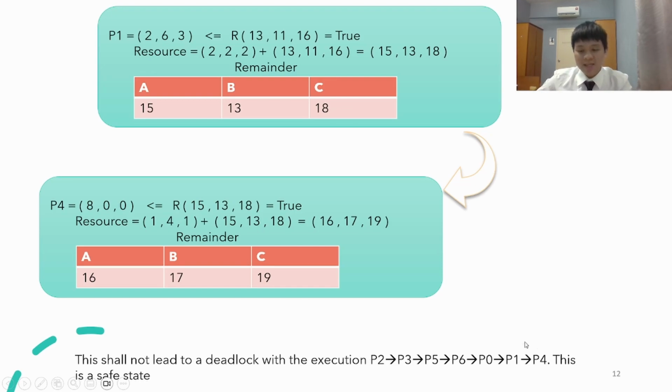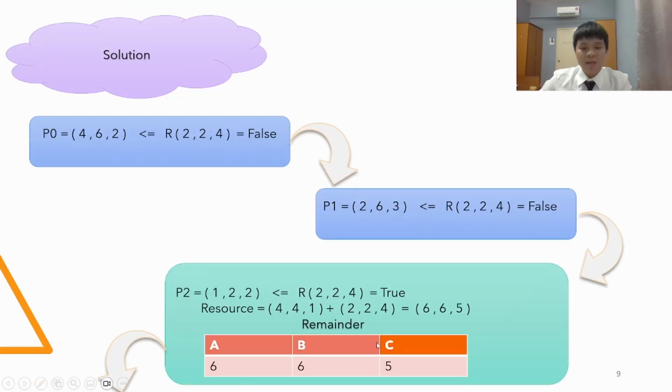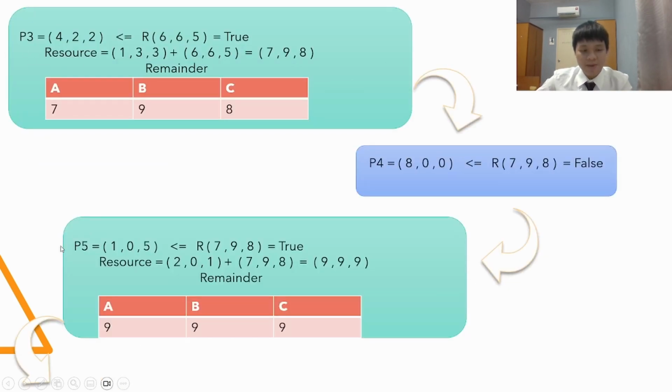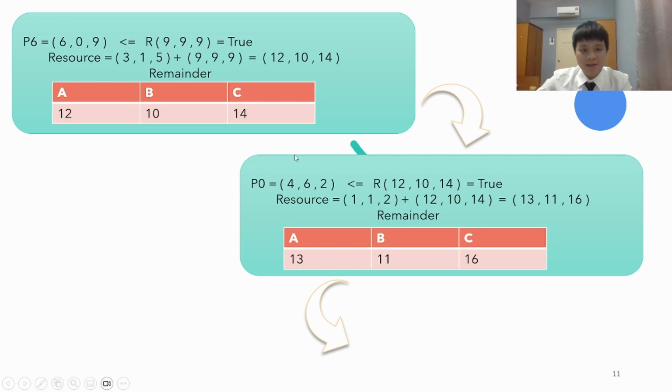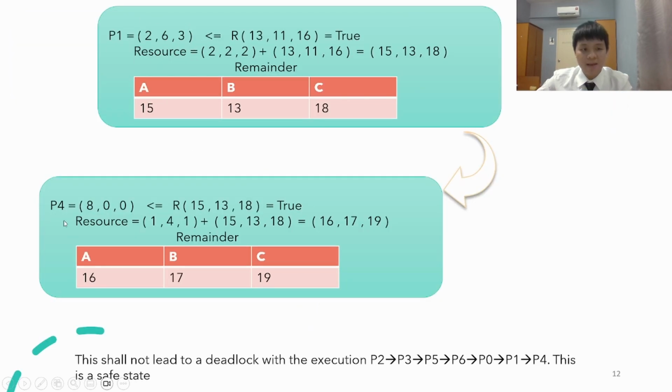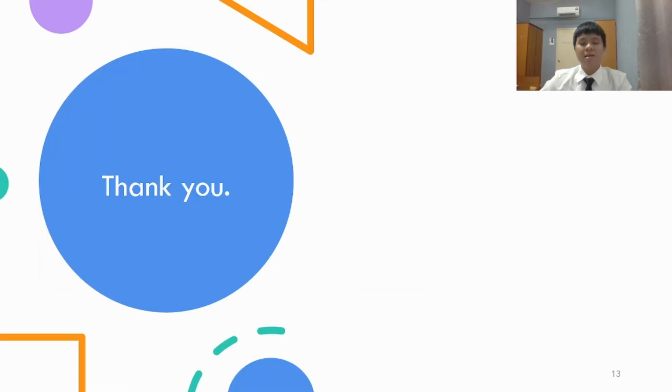How we get this is we need to see the sequence that process is true. So the first one true is P2, P3, P5, P6, P0, P1, and P4. So it follows the sequence P2, P3, P5, P6, P0, P1, P4. So this is a safe state. So here is the end of my presentation. Thank you.